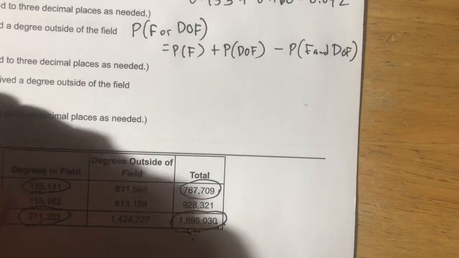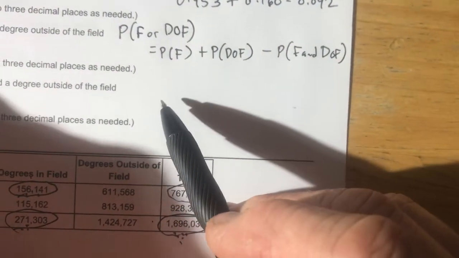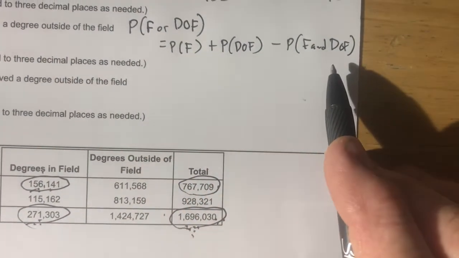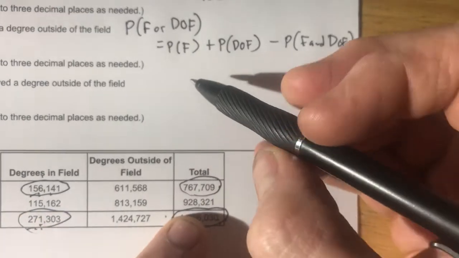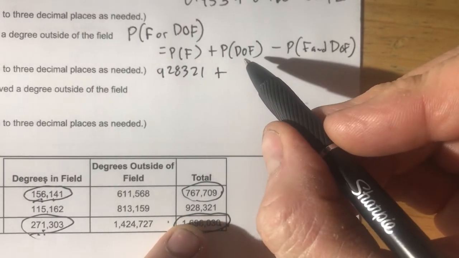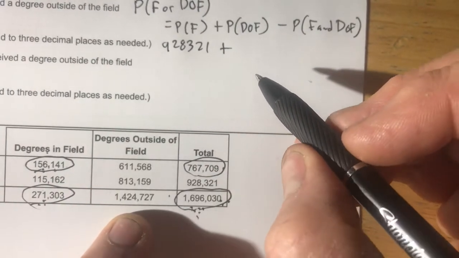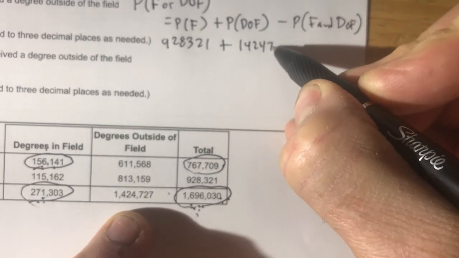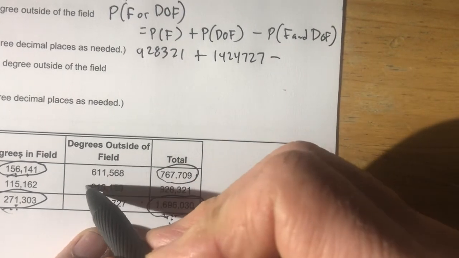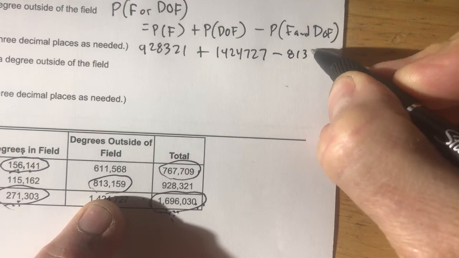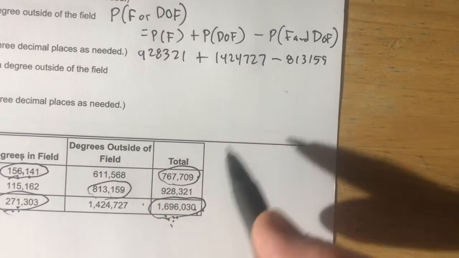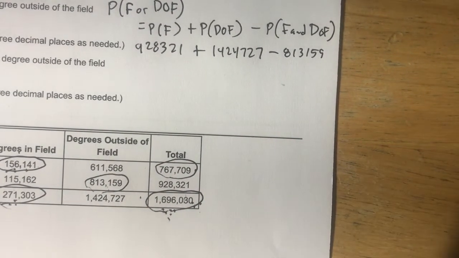So that's what I'm going to do on this part B now. So the probability that the student is female or received a degree outside the field. All right, so that's this right here. So the probability that they're female, all right, female total is 928,321. The probability they got a degree outside the field, degree outside the field is right there. This is 1,424,727, minus the probability that they're female and got the degree outside the field. All right, that'd be this number, 813,159. They're outside the field and they're female. So just add, subtract, and then divide by this number.